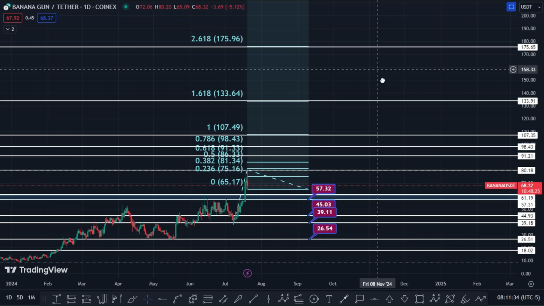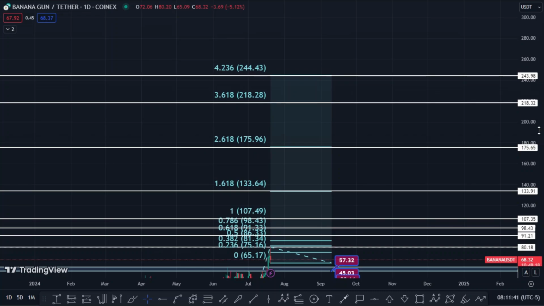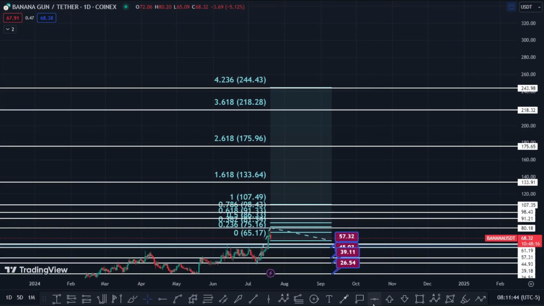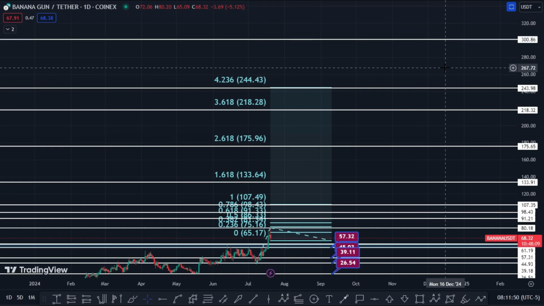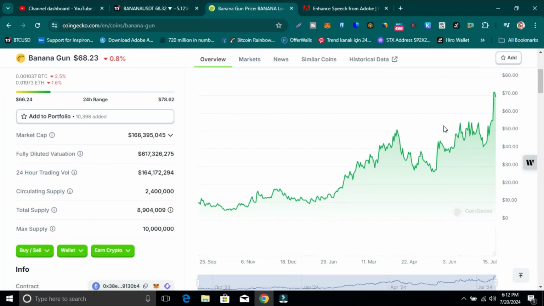But maybe its price can hit, I think, the $300 to $400 price level in this bull run, and it is quite possible. According to the market cap, it has a very low market cap. Here you can see the market cap is only $166 million, and look at the circulating supply and maximum and total supply, only 10 million circulating supply. Its maximum supply is only 10 million.